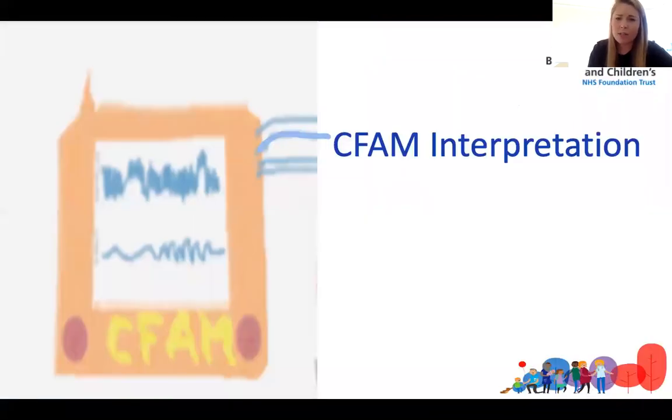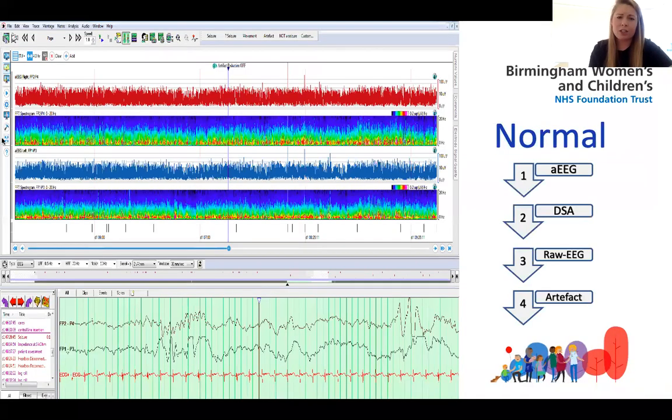So interpretation. Okay, so hopefully this should be a normal looking CFAM for most of us. And all we want you to do is go through a systematic process, and this is the approach we take at Birmingham, to deciding whether or not you think this is a seizure or not. And if you think it's a seizure, are you going to treat it?